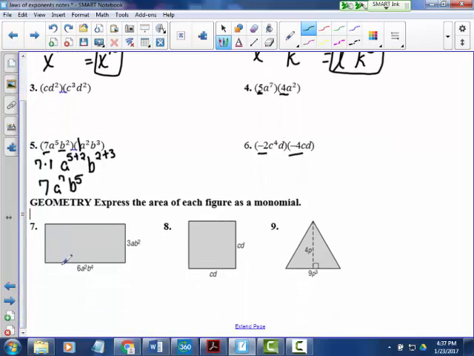Okay, so one thing I'd like to do is, since they're asking about the area, is make sure you know the area formulas. Area of a rectangle is length times width. Okay. Area of a square is s squared, where s stands for a side. Okay. And then the area of a triangle is 1/2 the base times the height.